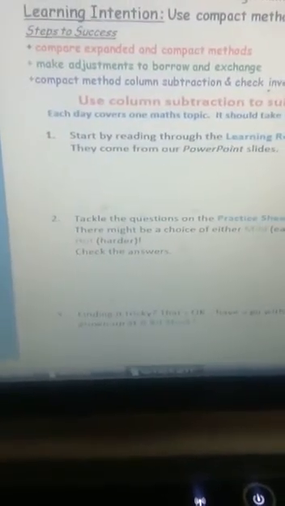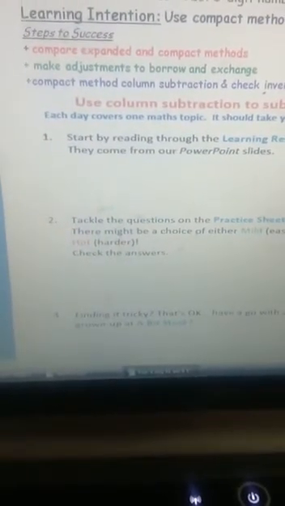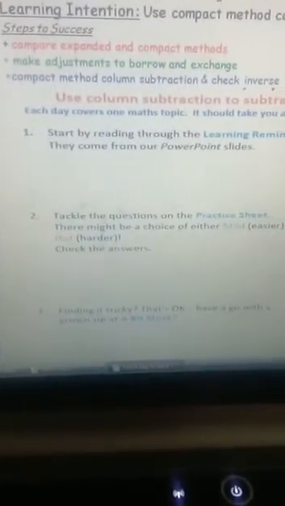Okay, make adjustments to borrow and exchange and compact method column subtraction, and check with the inverse. If you're doing subtraction, the inverse to check if the answer is right is do the addition with the answer and the lower number to make the higher number.